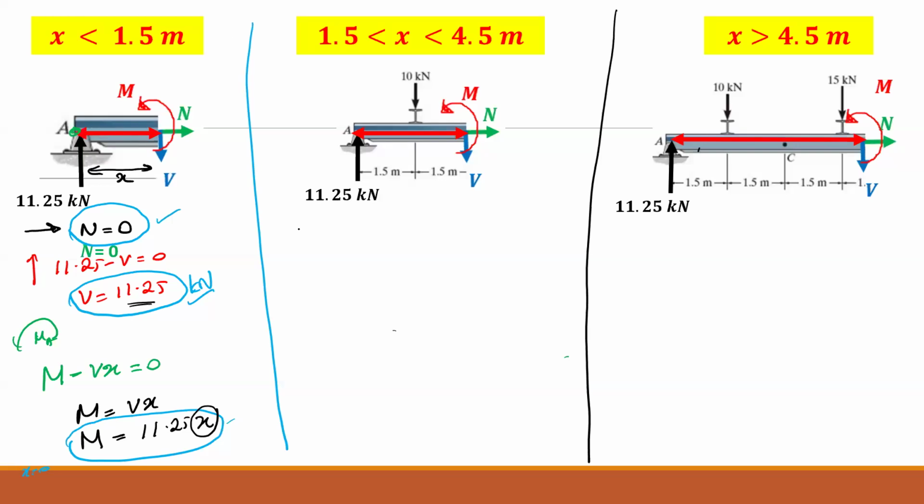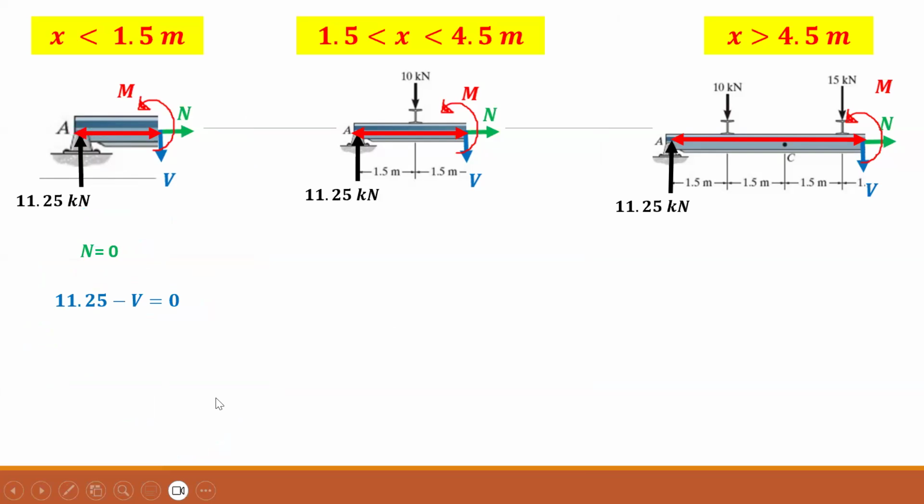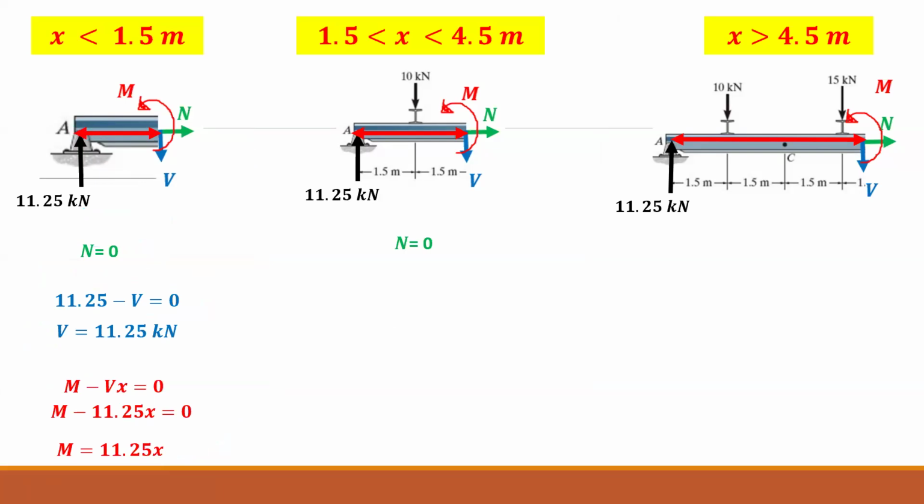Did you find N? What did you get for N? It's still 0. N is 0, that's right. So all three of you, do you get N is 0?